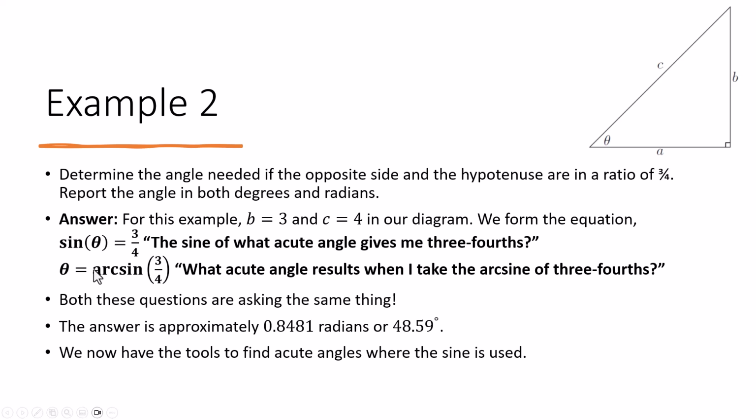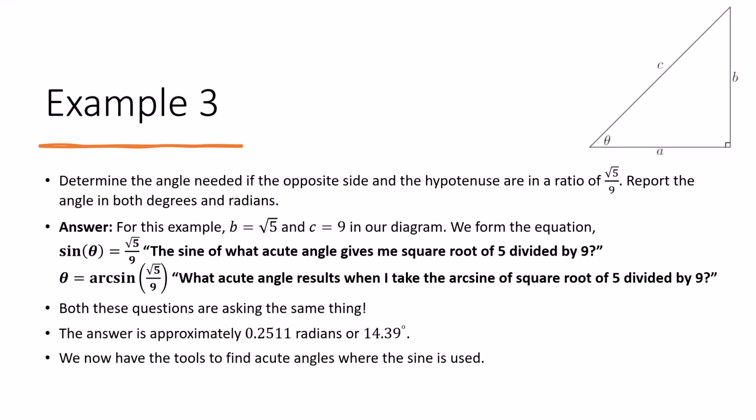With the arcsine function now available to us, we now have tools to find the acute angles where the sine is going to be used. For a third example, determine the angle needed if the opposite side and the hypotenuse are in a ratio of square root 5 over 9. Report the angle in both degrees and radians.